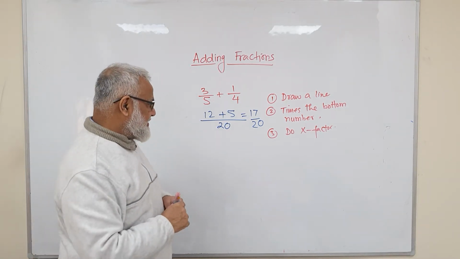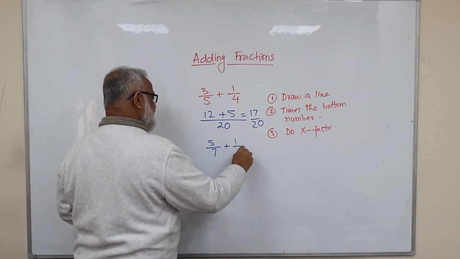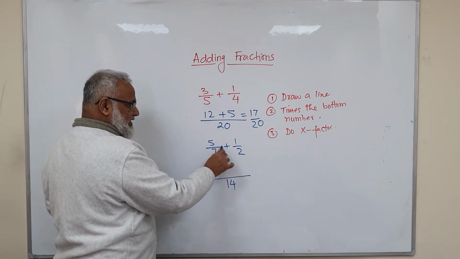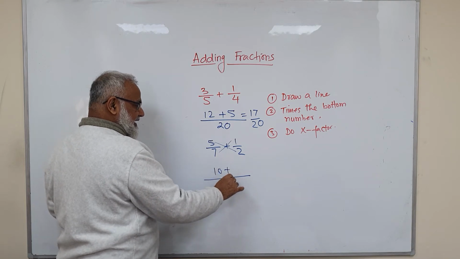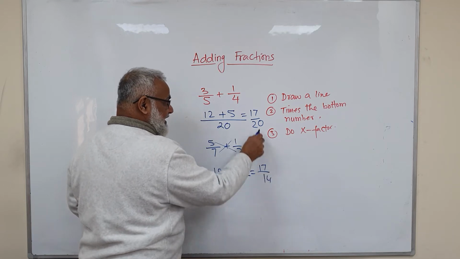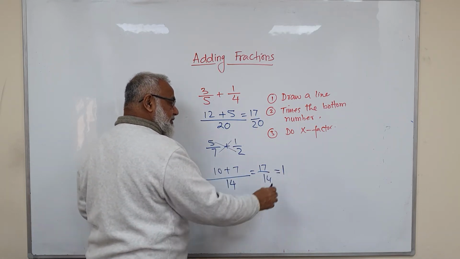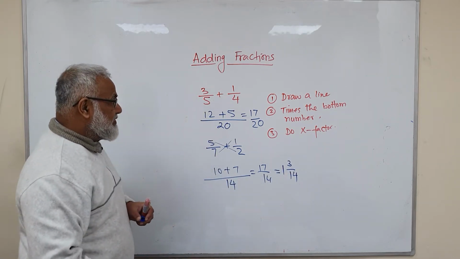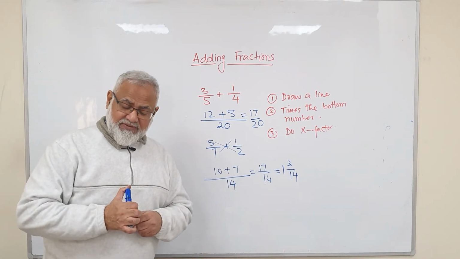I will do one more question. Draw a line, times the bottom number, do the X factor. That is X factor. So 2 5s are 10, 7 1s are 7, and 17 over 14. But here it is a top heavy fraction. Here I can divide. 14 times 1 is 14, remainder 3 over 14. Alright? So it doesn't matter what number it is. Draw a line, times the bottom number and do the X factor.